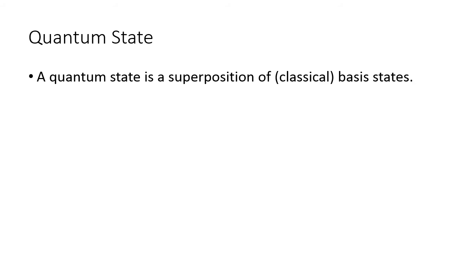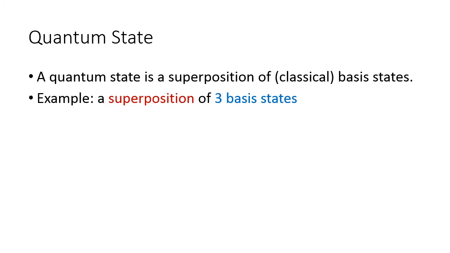So what is a quantum state? A quantum state is a superposition of classical basis states. So what is superposition? In quantum mechanics, superposition is a fundamental principle that states any two or more quantum states can be added together, or so-called superimposed, and the result will be another valid quantum state. And conversely, every quantum state can be represented as a sum of two or more distinct states.